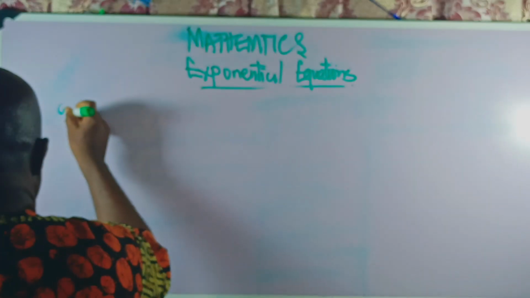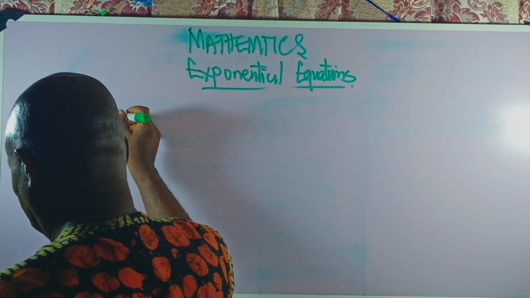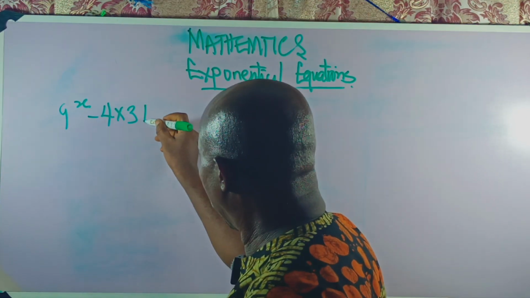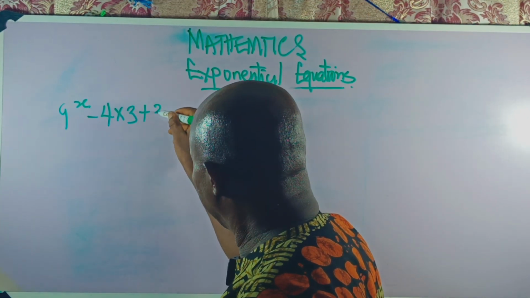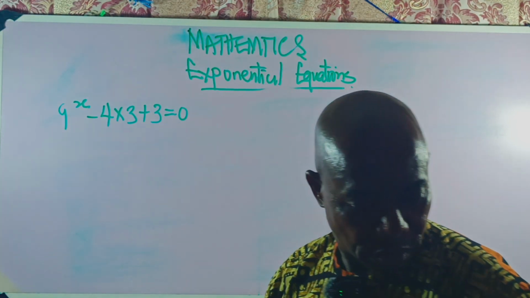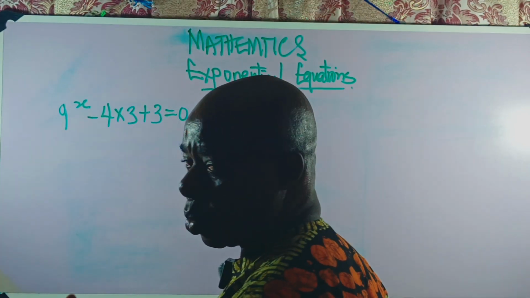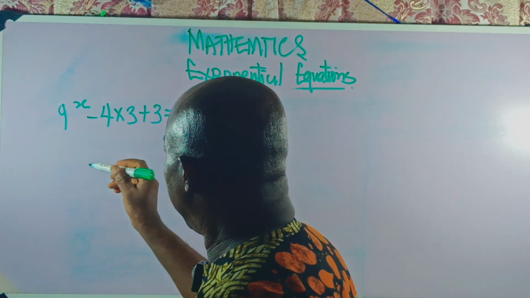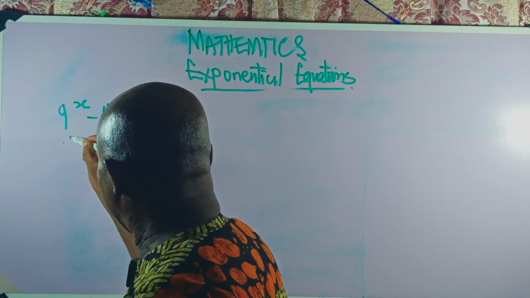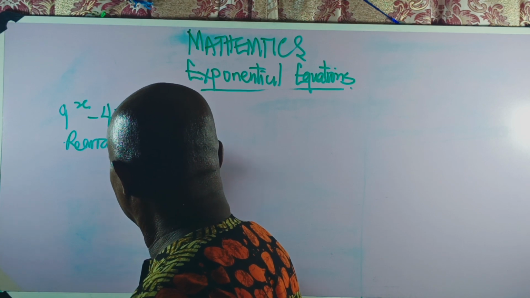9 raised to power x minus 4 times 3 raised to power x plus 3 is equals to 0. Then, in solving this, it's still the same thing as what we have done before. So here, you have to break this. We can say rearrange the equation.